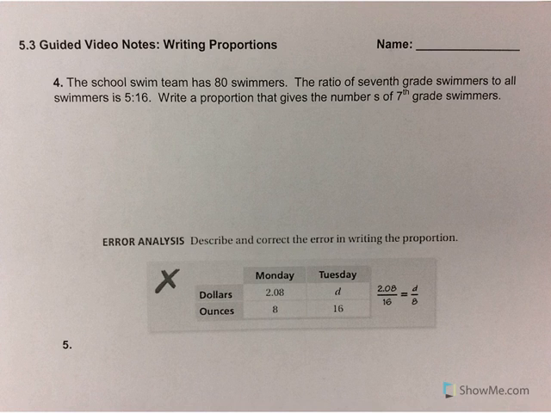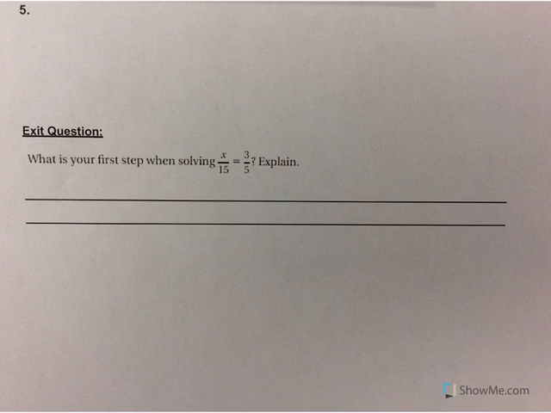School swim team has 80 swimmers. The ratio of 7th grade swimmers to all swimmers is 5 to 16, so that means you have 5 7th grade swimmers for every 16 swimmers. Write a proportion that gives the number of 7th grade out of the 80. And then this one, they're telling you there is a mistake. Describe and correct the error in writing the proportion. So again, just pay attention to your units. Make sure everything on both sides of that equal sign is consistent.